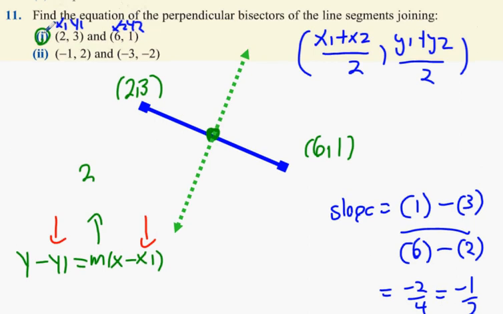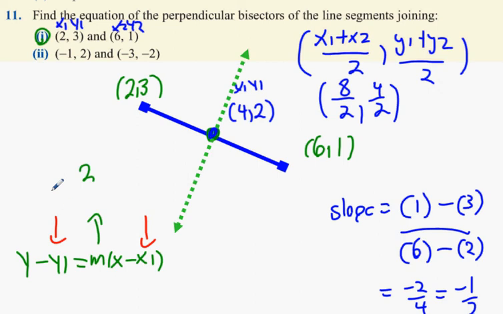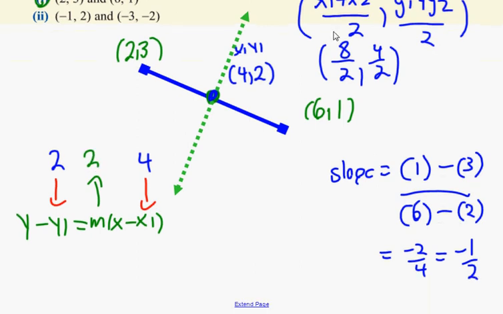Now, x1 plus x2 is 2 plus 6, which is 8. 8 over 2. And then 1 plus 3, 4 over 2. What's 8 over 2? 4 and 2. So the y1 is 2 and the x1 is 4. And the m value is 2. So we can just put them in here. And we're going to get y minus 2 equals 2 into x minus 4.